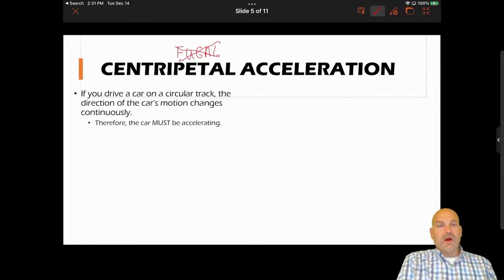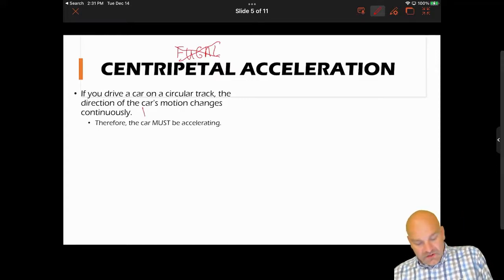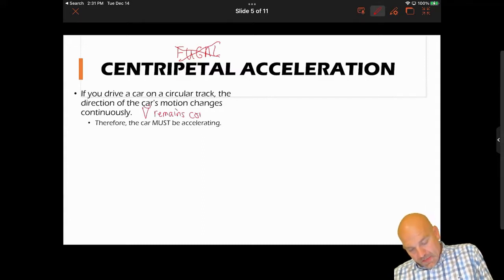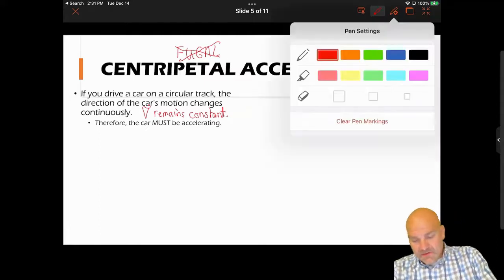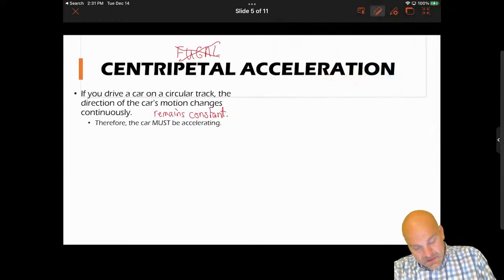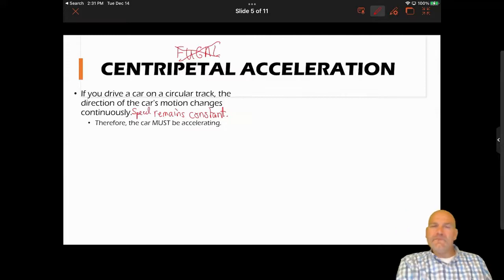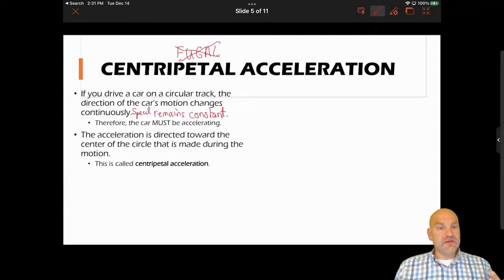Now, if you drive a car on a circular track, the direction of the motion changes continuously, right? Our speed remains constant, but our velocity changes, because velocity is a vector. Why does it change? Because we're continually changing the direction of the car. Therefore, we must be accelerating.